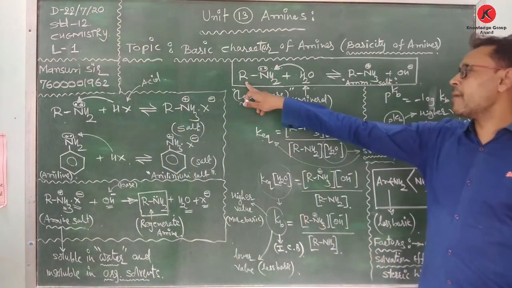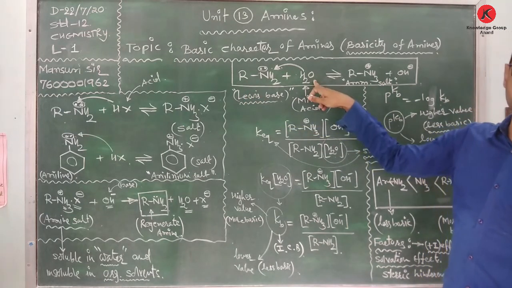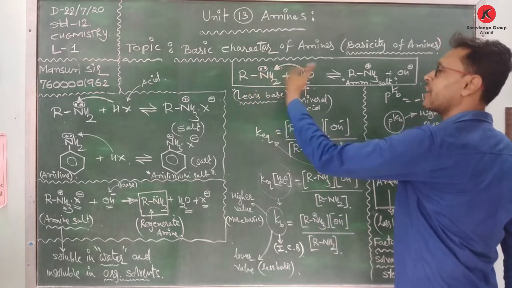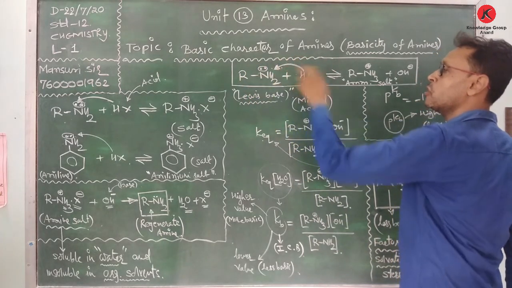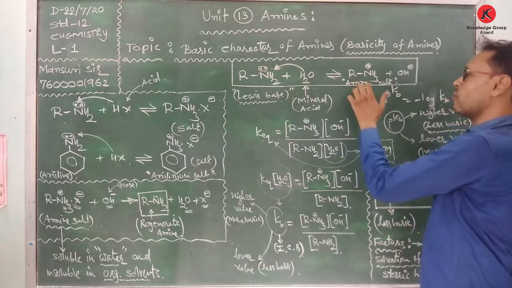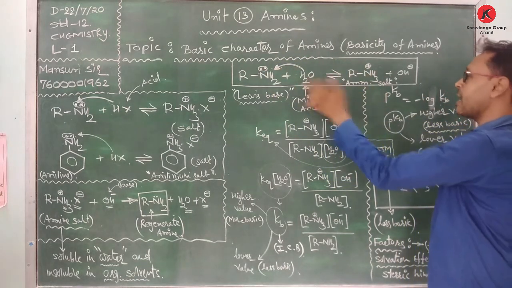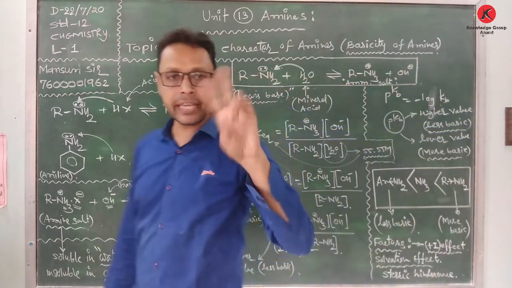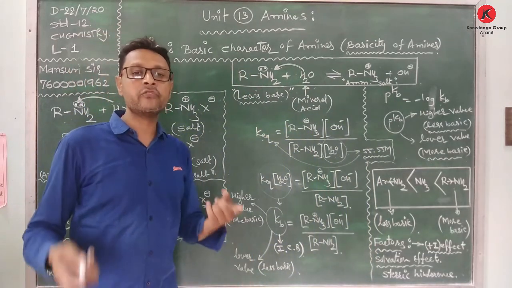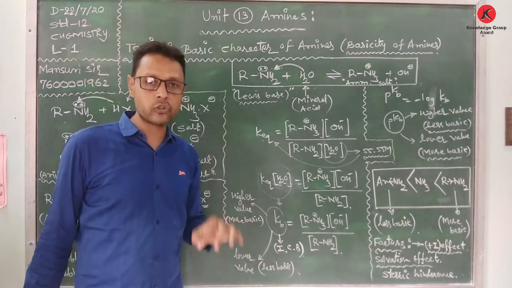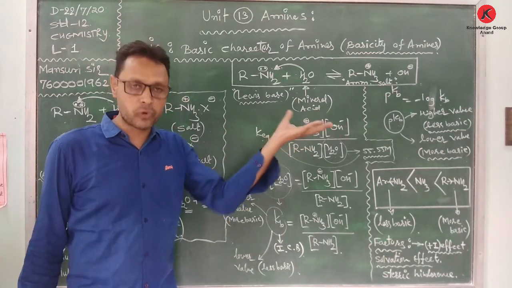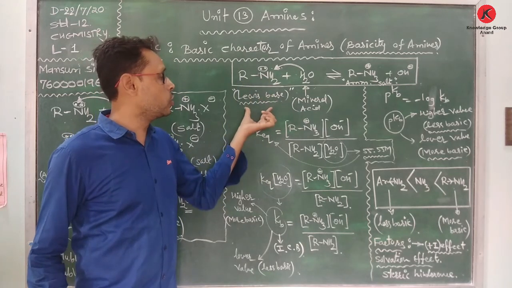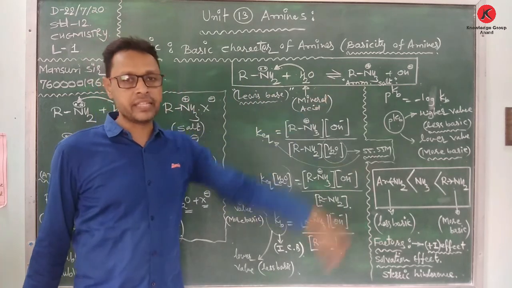Again, amines react with water molecules. The lone pair electron of the nitrogen attracts the H plus proton, so protonation occurs. That is why ammonium salts are obtained and OH will be as it is. So by this reaction we can say that any component which has a lone pair electron and accepts the H plus proton will react like a Lewis base. So our amine is a Lewis base.